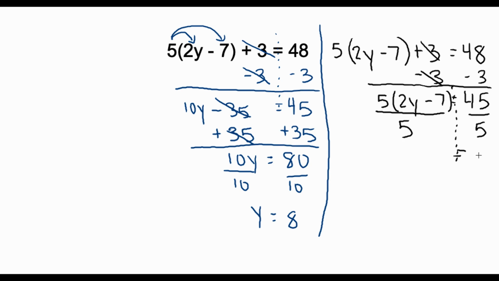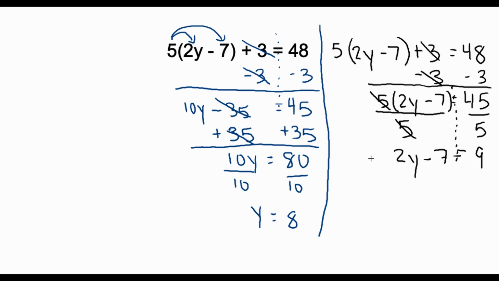45 divided by 5 will give me 9. Now the 5 that multiplies the parentheses and the 5 that's dividing will cancel out eventually, leaving you with the exact expression inside the parentheses, 2y minus 7. Now we no longer need the parentheses because there's no number outside of it. So that's pretty much got rid of the parentheses here and the 5.